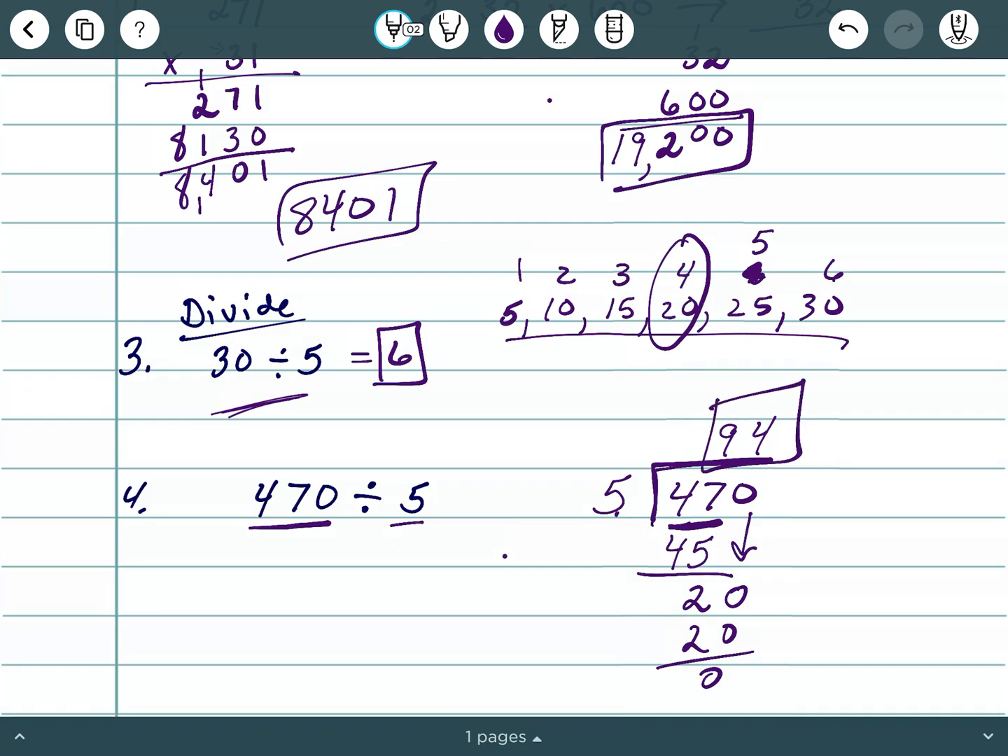So that is my answer, 94. So 470 divided by 5 is 94. And that's your example of long division.